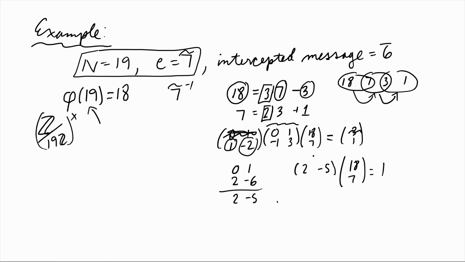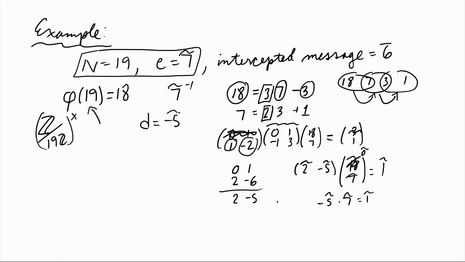Now when we mod out by 18, so introducing squiggles, notice this part just goes away as 0 squiggle, and this computation really amounts to just negative 5 squiggle times 7 squiggle is equal to 1 squiggle. So we've actually found the inverse of 7 squiggle. It's negative 5 squiggle. Okay, so we have our decryption exponent.